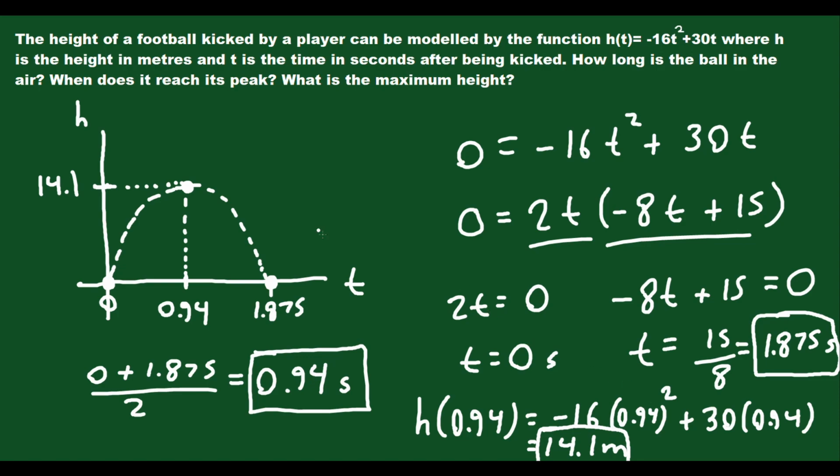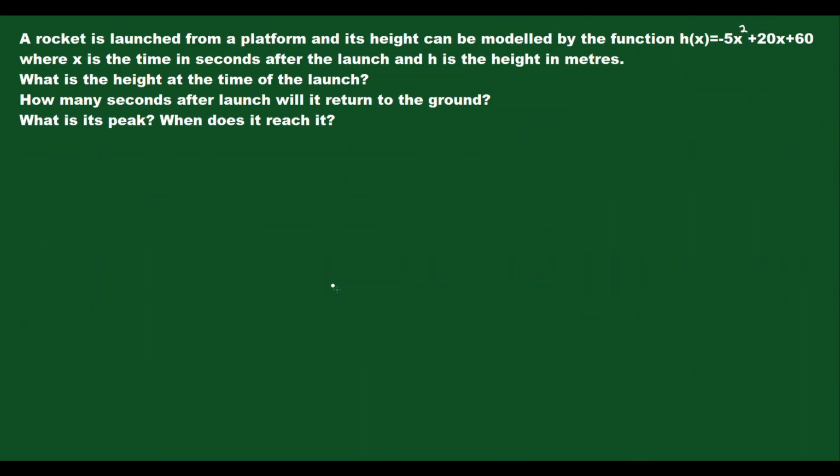Alright, let's go to the next one. A rocket is launched from a platform and its height can be modeled by the function h(x) = -5x² + 20x + 60, where x is the time in seconds after the launch and h is the height in meters. What is the height at the time of the launch? How many seconds after launch will it return to the ground? What is its peak? When does it reach it?